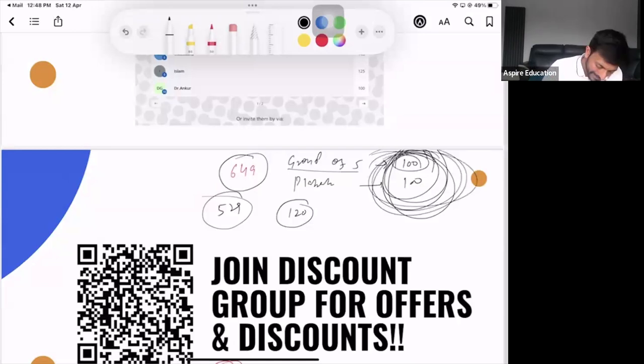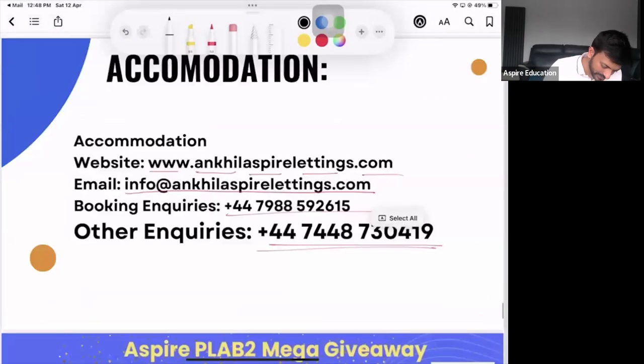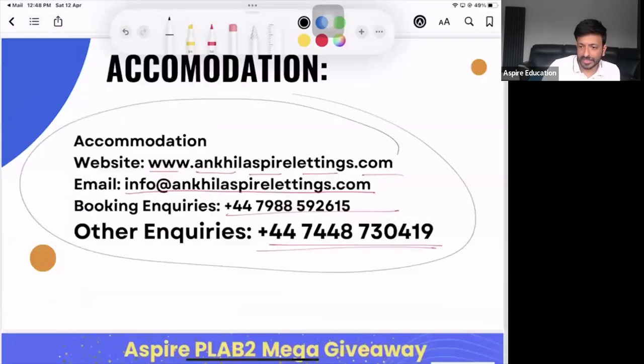And can you go through the accommodation? Yes, doctor. So accommodation, what information do you need? If you come in the WhatsApp group, again, we can share these details.